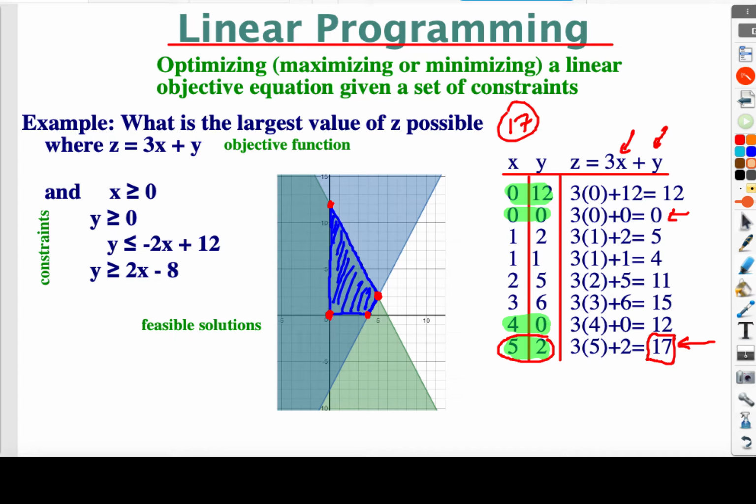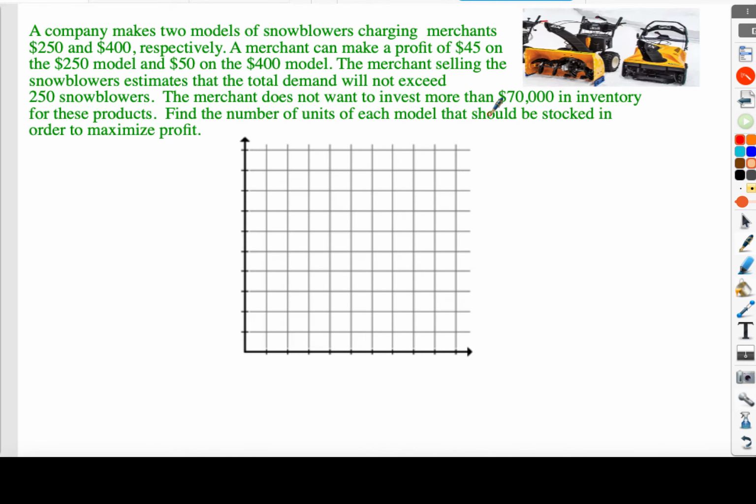So those four corners were really the only ones I needed to look at. And again, my highest value came in as number 17, z equals 17. Now, where could we use linear programming? Well, in business, it's a great idea to use some linear programming.